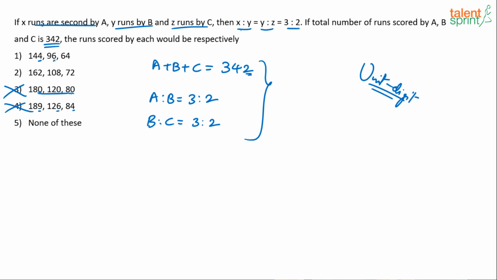Look at option 1. 4 plus 6 is 10, which is 0. 0 plus 4 is 4. This also gets eliminated. Option 2 might be the possible answer because 2 plus 8 is 0, and 0 plus 2 is 2. It ends in 2. So one condition is satisfied.